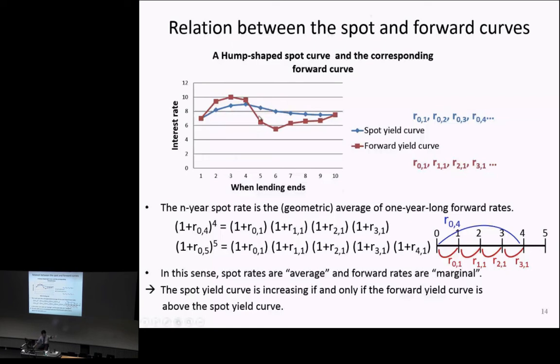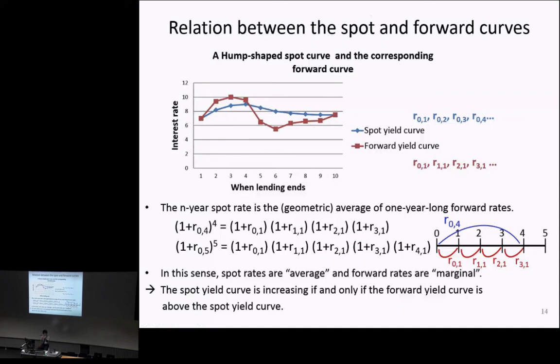The yield curve we studied in week 3. The spot yield curve, most of the time it's upward sloping, but sometimes it's flat, sometimes it's inverted, sometimes it's hump-shaped or U-shaped. If it's hump-shaped, then the corresponding forward yield curve can have a complex shape like this. There's a relationship between the forward yield curve and the spot yield curve.